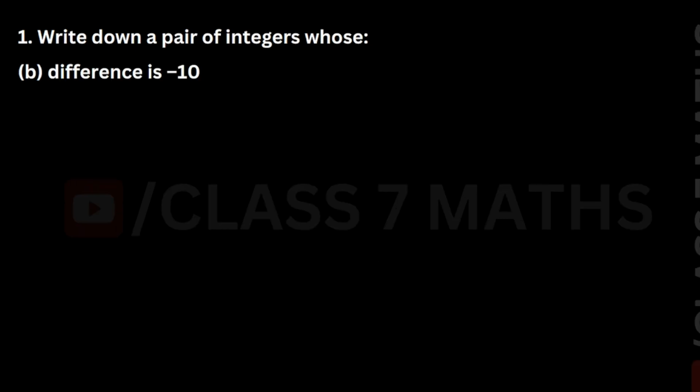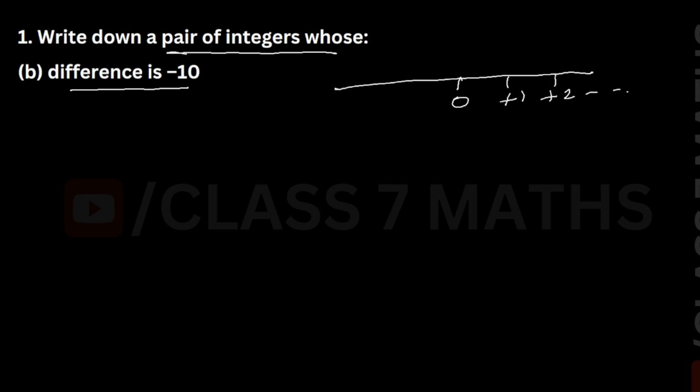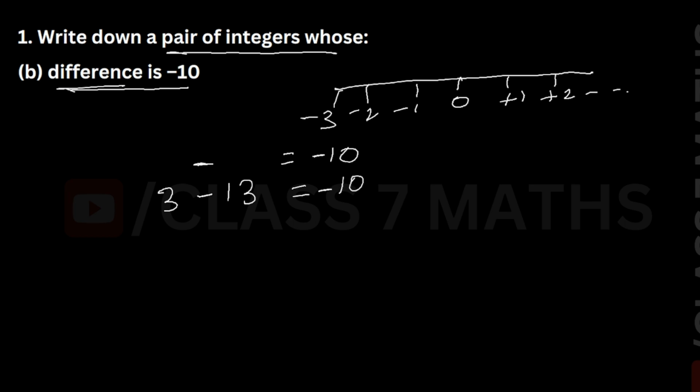Now the second question, B: write down a pair of integers whose difference is minus 10. As we all know, in the integer number line we have 0, positive numbers and negative numbers. So by using this, we are going to solve for difference being minus 10. Difference means we have to use minus, and the result is minus 10. The numbers I am taking are 3 and 13: 3 minus 13 equals minus 10.